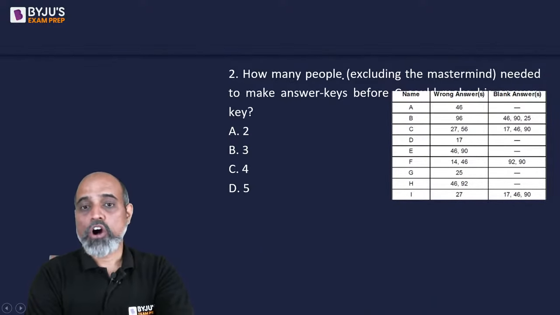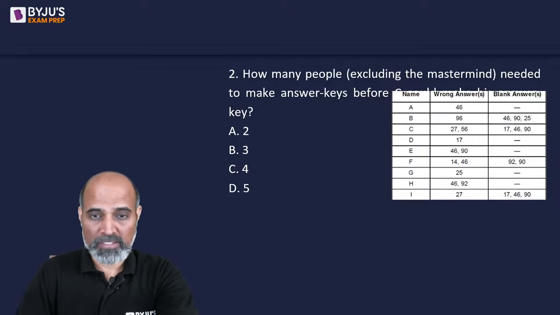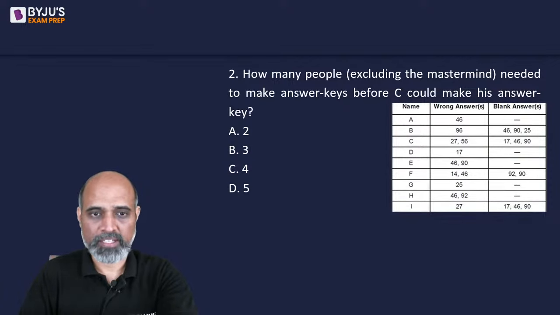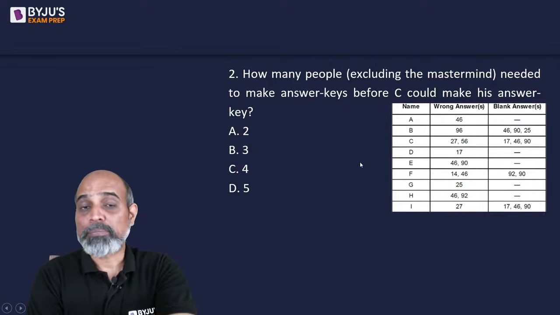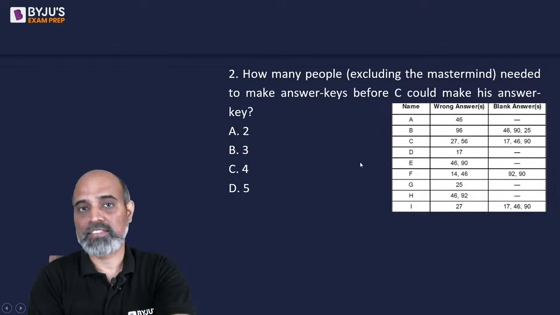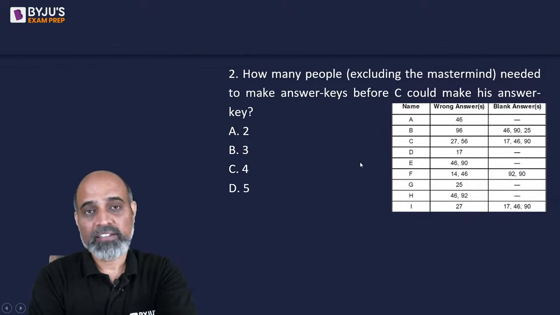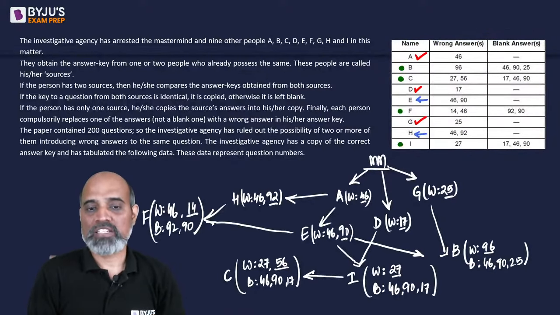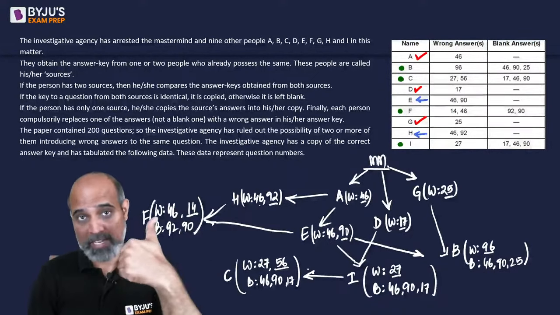Next, how many people excluding the mastermind? Hold on. Let me shift it a bit below because it's not visible there, right? Let me move it down a little. Yes, I think it's visible now. How many people excluding mastermind needed to make answer keys before C could make his answer key? Okay? So how many people are needed to reach C? So if I remove mastermind and if we look at C, for C we need I. So one person is I.